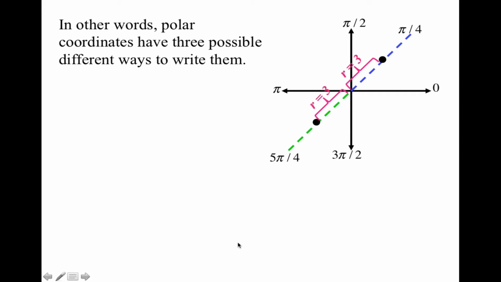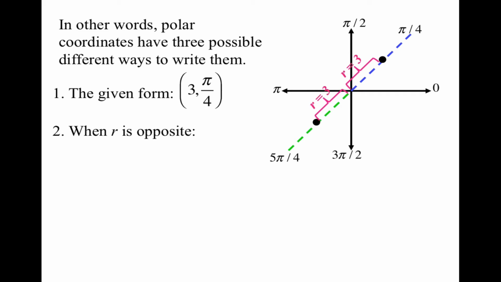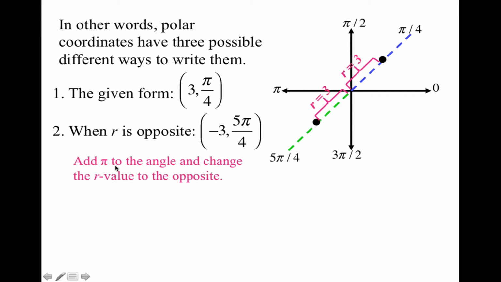So in other words, polar coordinates have different possible ways to write them. You have the given form, which was 3, pi over 4. And then when r is opposite, which was -3, 5 pi over 4. That basically means add pi to the angle and change the r value to the opposite.